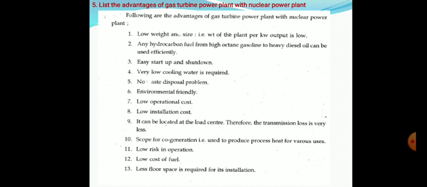low operational cost, low installation cost, it can be located at the load center, therefore the transmission loss is very less. Scope for cogeneration is there, that is used to produce process heat for various uses. Low risk in operation, low cost of fuel, less floor space is required for its installation.